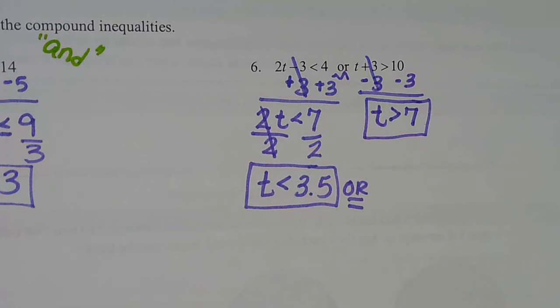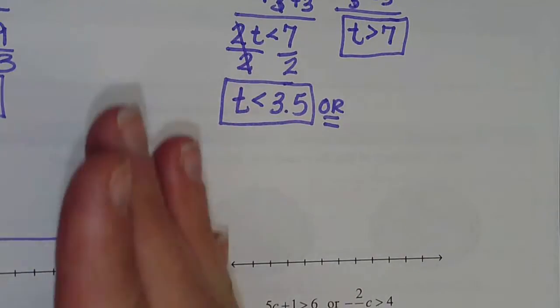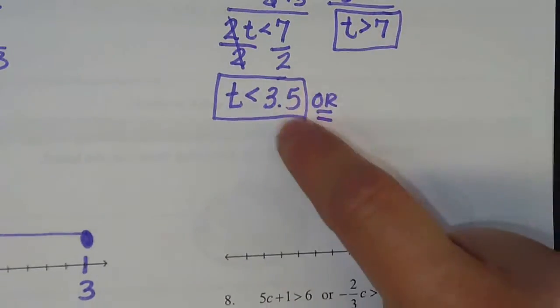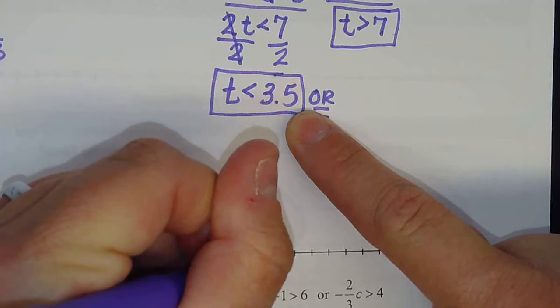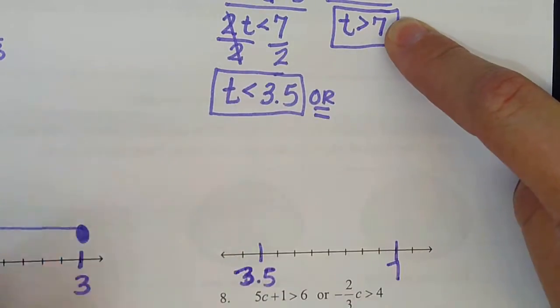Once you have your two answers, now you need to graph them by putting them on the number line. The smallest of the two numbers always goes on the left, like on a number line, it goes smallest to largest. So between these two, 3.5 is the smallest, so I'm going to put that on the left. Ooh, it's not negative, it's positive 3.5. 7 is the largest, so I'm going to put that on the right.